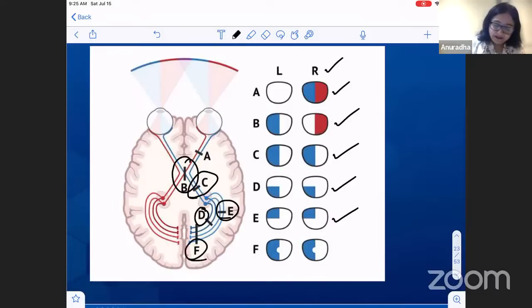And if the lesion is in the occipital cortex, as you are getting here, then it is a macula sparing field defect, homonymous hemianopia on the contralateral side. Okay, so this figure of the visual pathway lesions along with visual field defects should be in your mind. Okay, right.